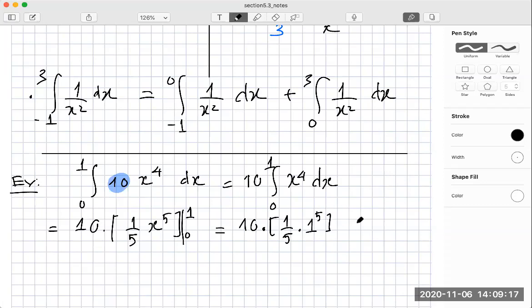Right? Subtract 10, multiply with 1 over 5. What is it here?